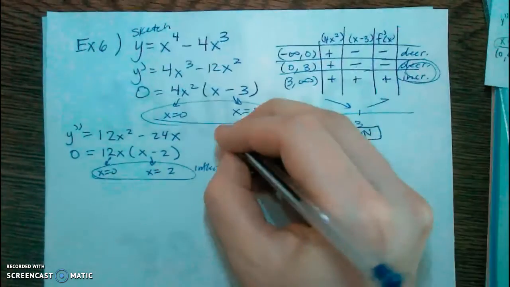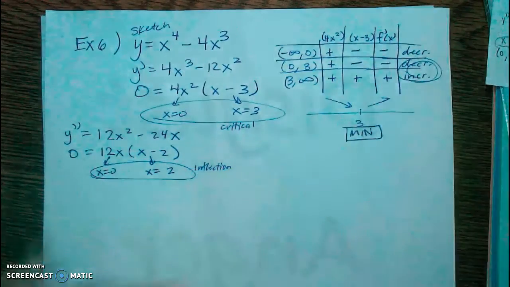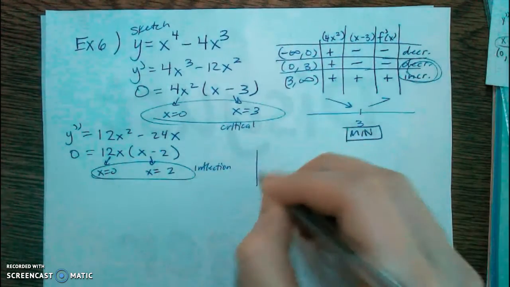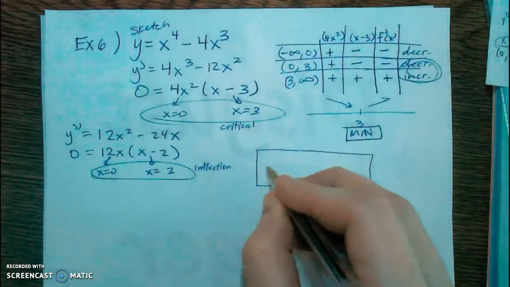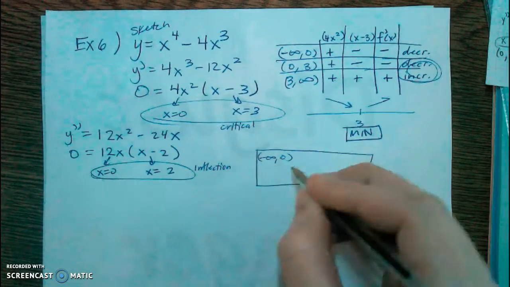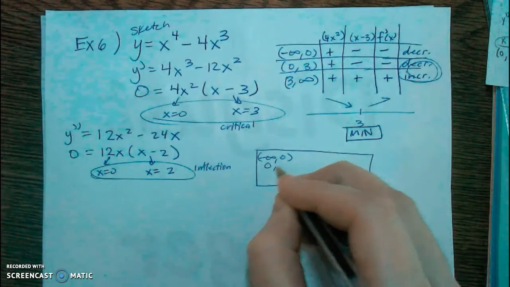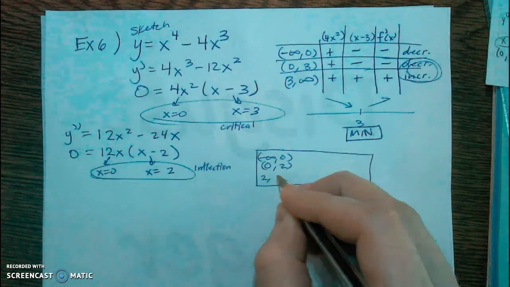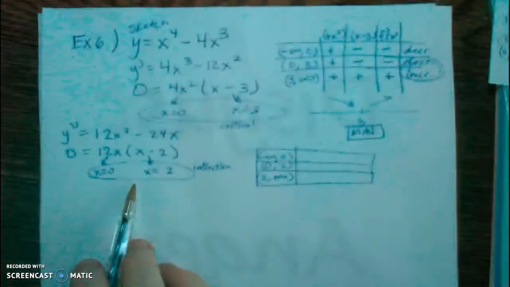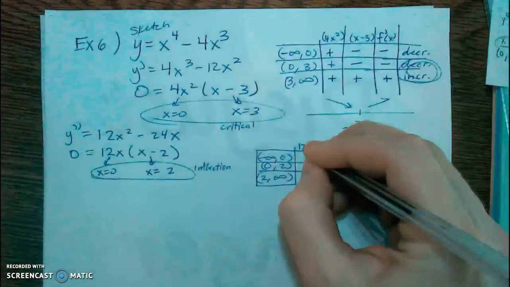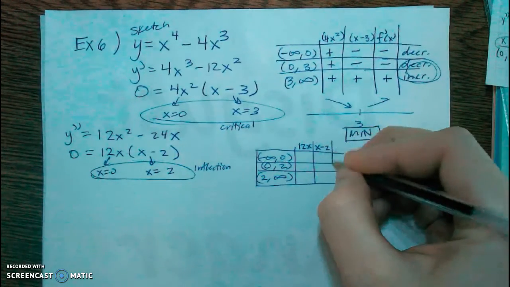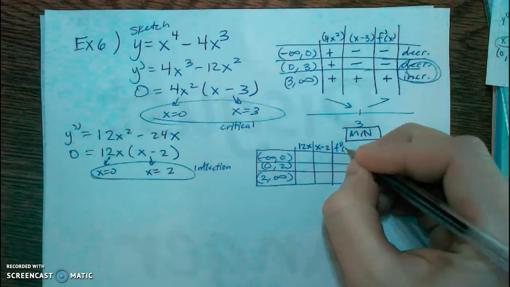These were our critical numbers. And now we can make a table with these. So I've got negative infinity to 0. And then I've got 0 to 2. And then I've got 2 to infinity. Then we've got two factors, 12x and x minus 2. And together, when you multiply them, they'll make f double prime.